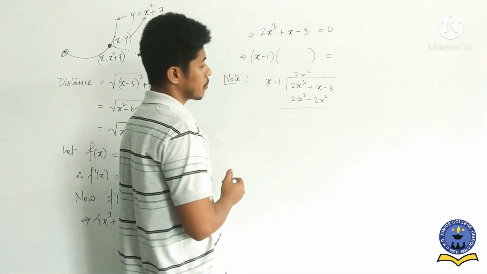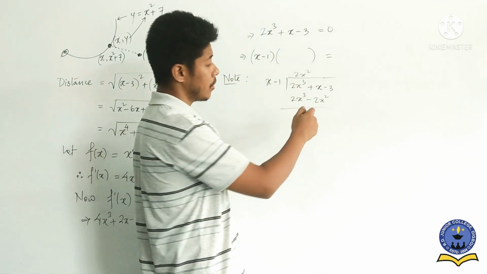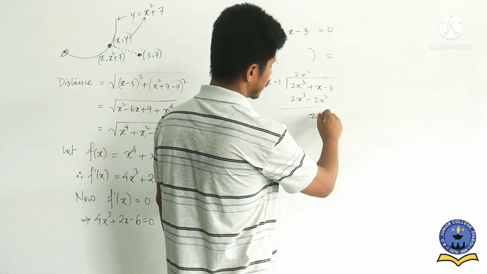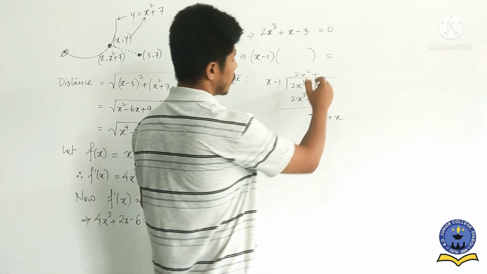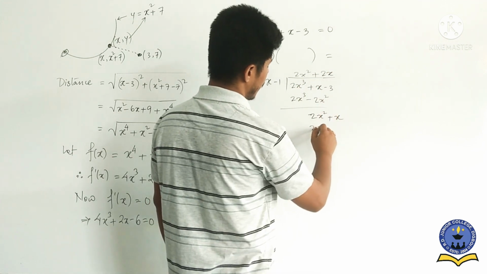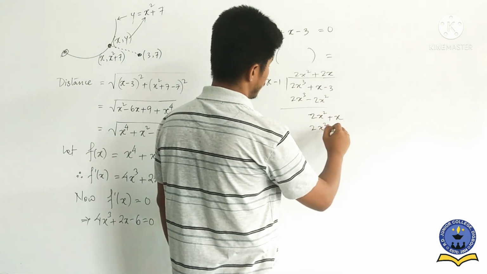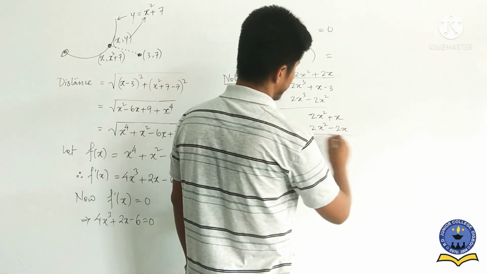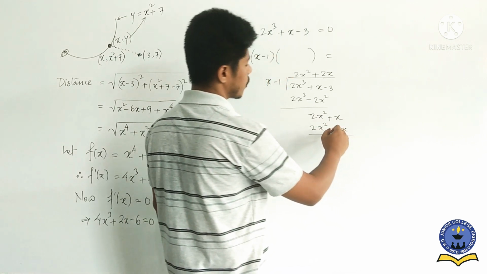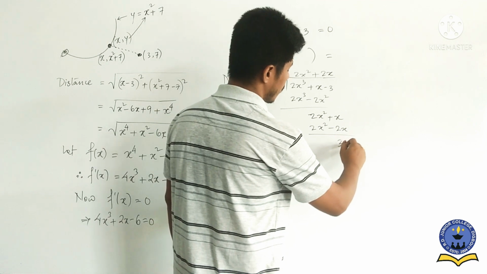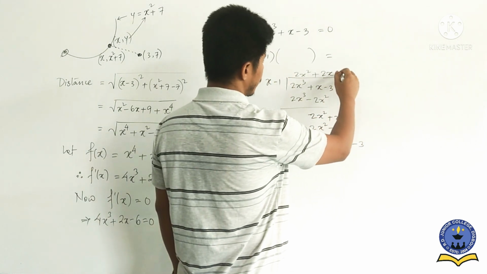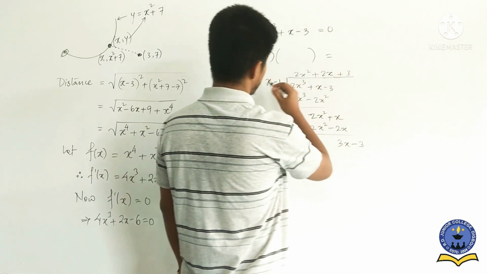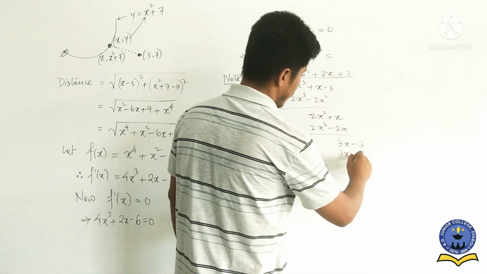So if you calculate this one, 2x cubed cancel. So minus this one is 2x squared, then plus x. Then how many times? Plus twice x. So here 2x squared minus twice x. So if you calculate this, minus means plus twice x, plus x, twice x, plus or minus 3. So how many times? Plus 3. 3 into x, twice x minus 3.